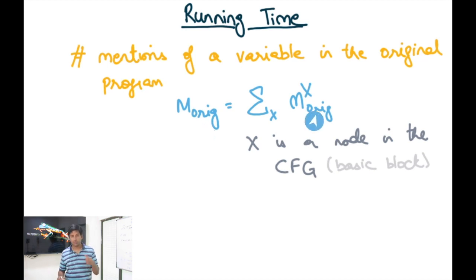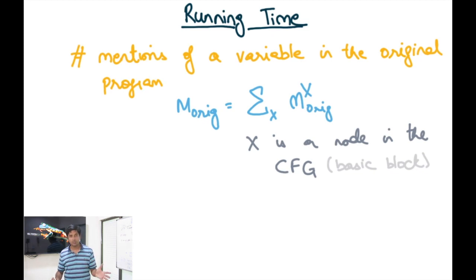So for example, on a basic block X, if m_orig(X) represents the number of mentions in the node X, then the total number of mentions in the whole program is the summation over X of m_orig(X), where X is a node in the control flow graph, and that represents a basic block.